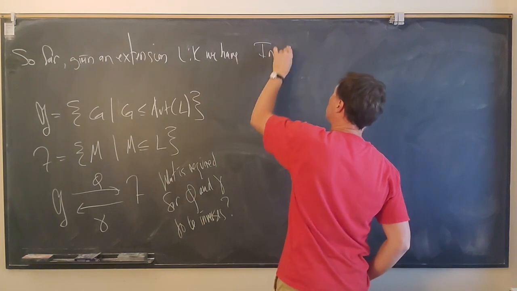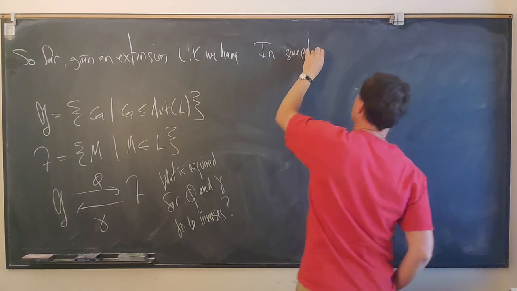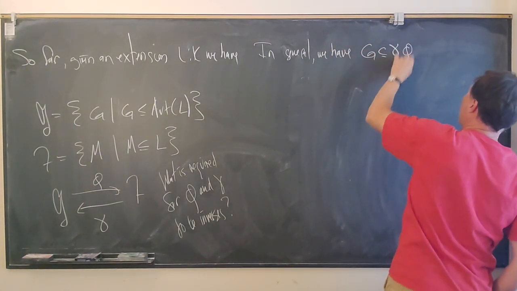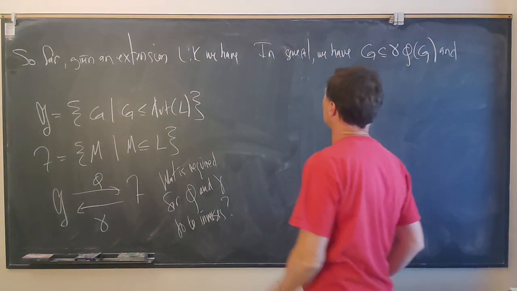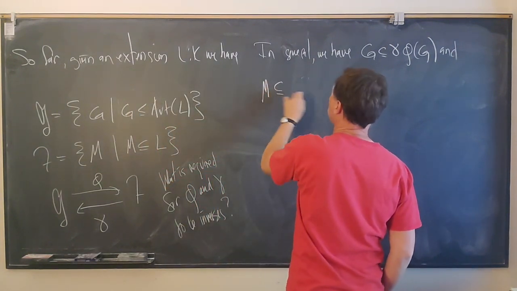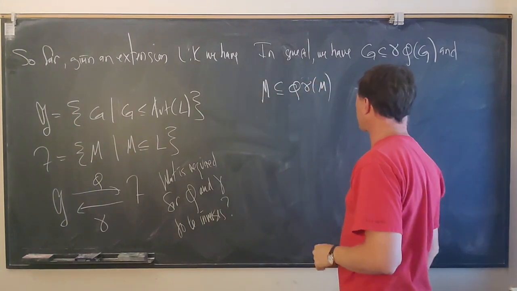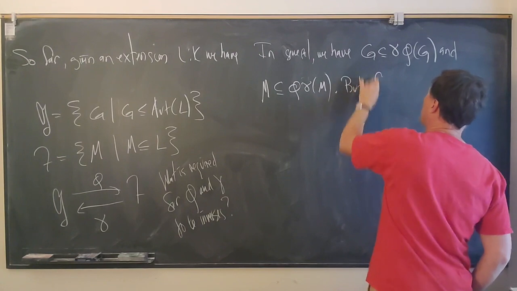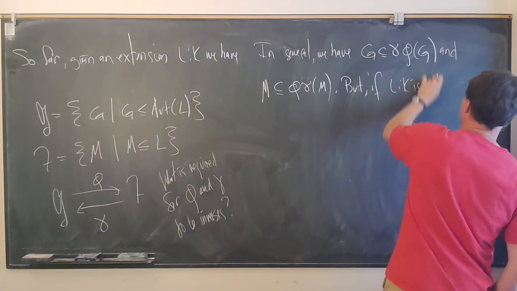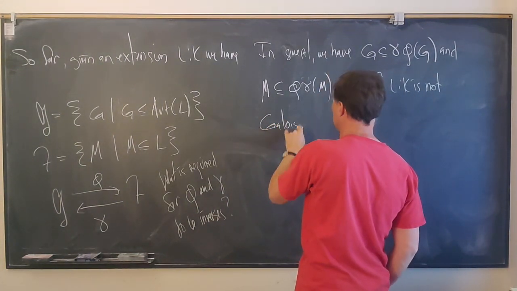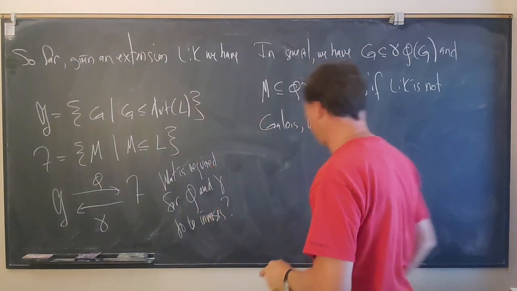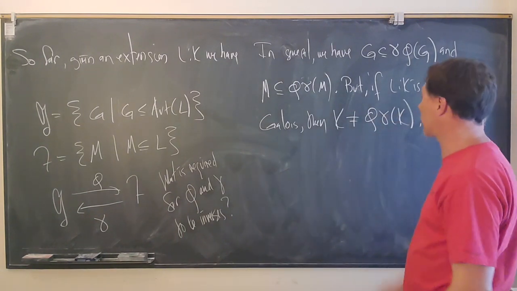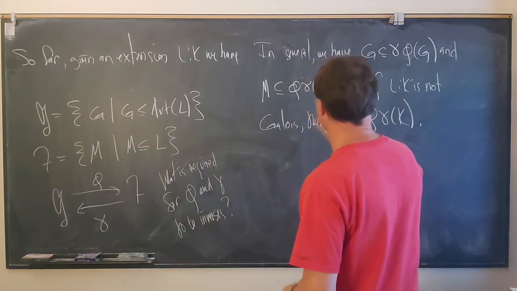So in fact, let me just say that. In general, we have G is a subset of gamma phi of G, and let's say M is contained in phi gamma of M. That was theorem 5.1, but if L over K is not Galois, then we definitely do not get equality. We know that K is not equal to phi gamma of K. So that tells us that we will not have inverses in the case that L over K is not Galois.